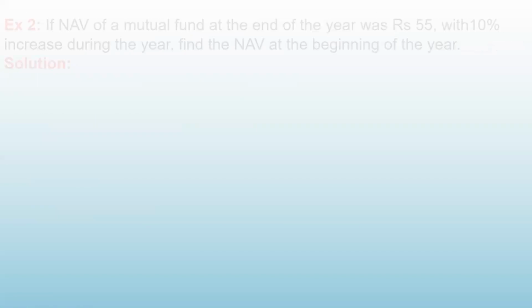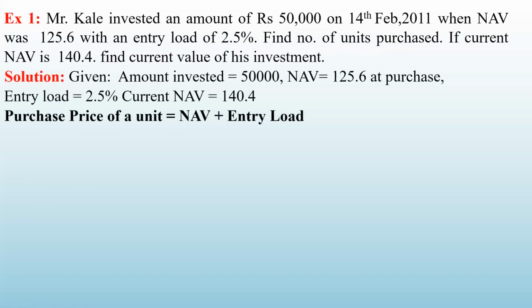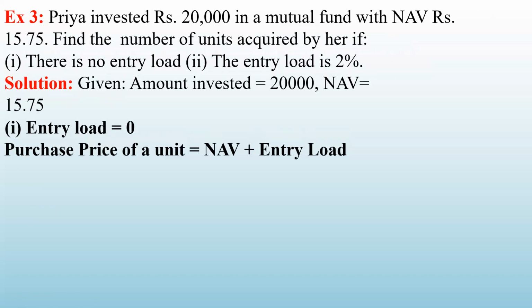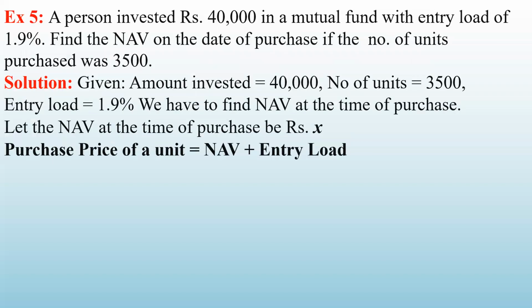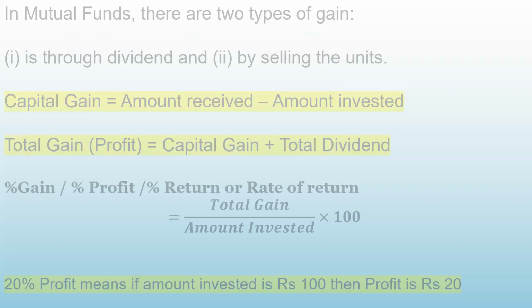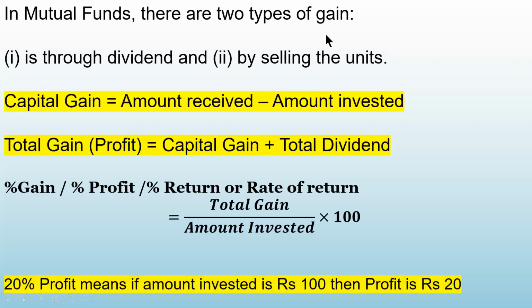As you know, in mutual funds there are two types of gain. One is through dividend and the other one is by selling the units. Capital gain is the amount received after redeeming the units minus the amount invested. If you get the dividend also, then you add that to the capital gain, and that gives you the total profit.